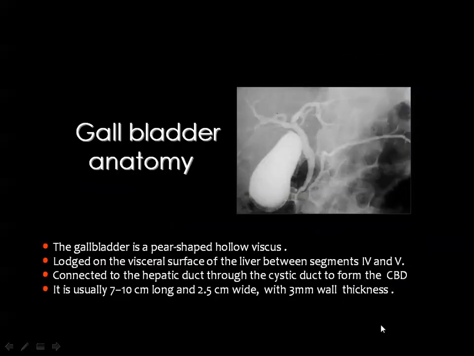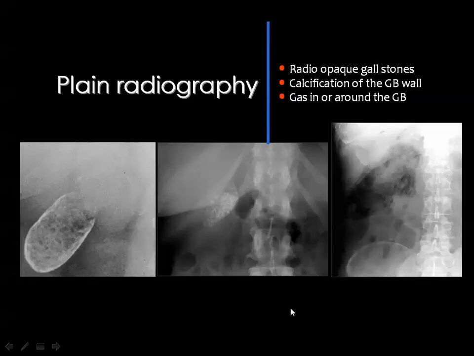cholecystitis. The gallbladder is a pear-shaped viscus, and its dimensions are about 7 to 10 centimeters long, 2.5 centimeters wide, and 3 millimeters concerning the thickness of the wall. Then the gallbladder is located in the visceral surface of the liver in the gallbladder fossa.